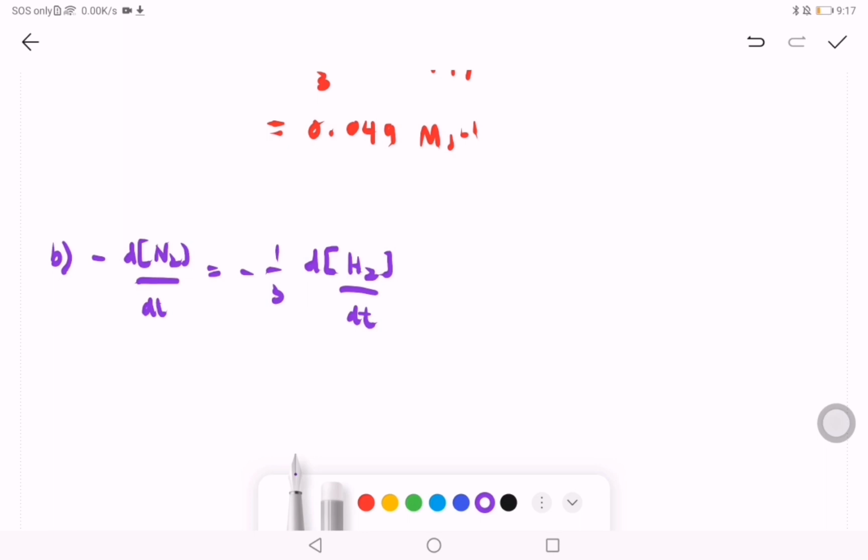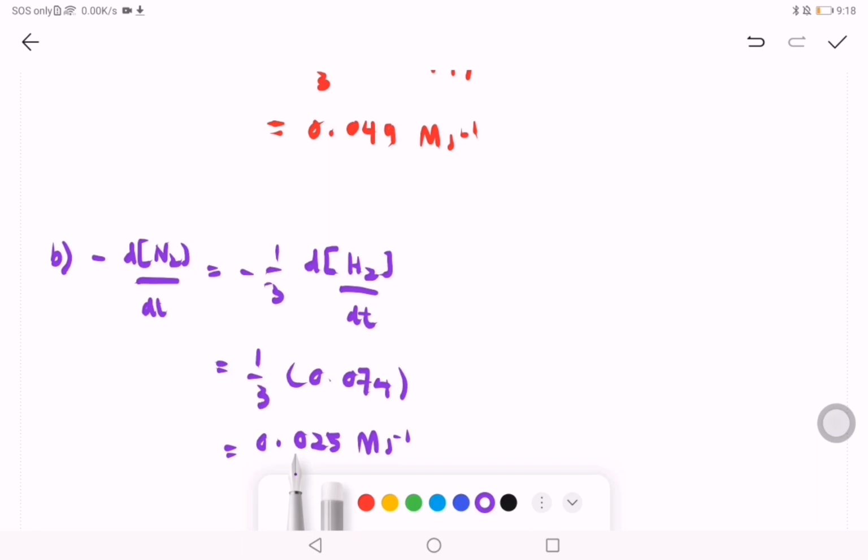Okay, since we are looking for d[N2]/dt, so kita boleh terus masukkan nilai yang diberi daripada soalan. So masa kita nak substitute nilai, please keep in mind you have to ignore the negative sign here. So 1 over 3 times 0.074. So finally awak akan dapatlah 0.025 molar per second.